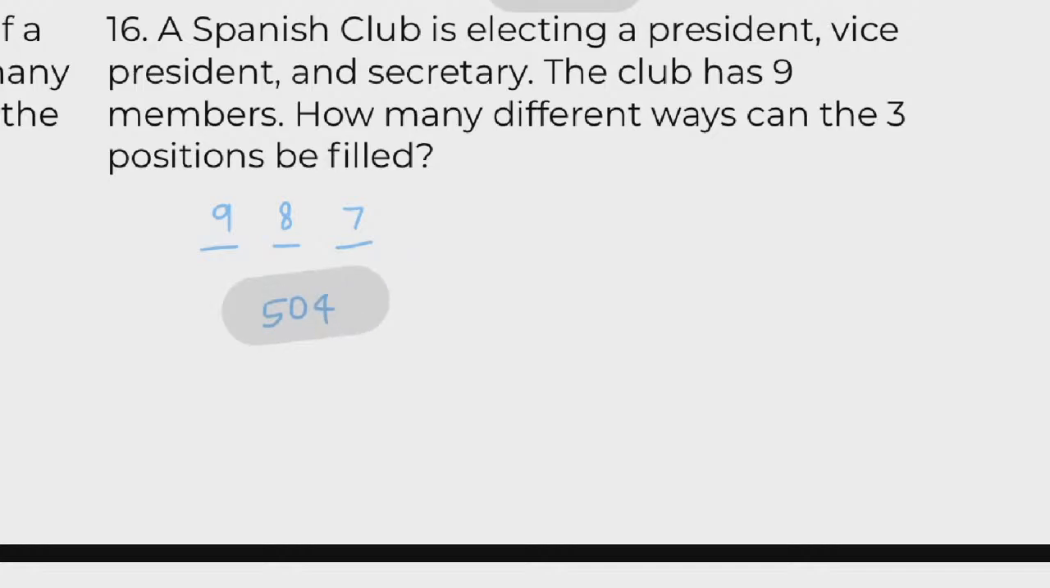And another way we could do this is with permutations. So we have 9 people and we're picking 3 of them. So 9P3 will also be 504.